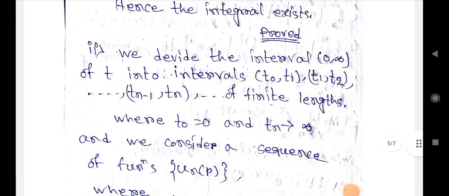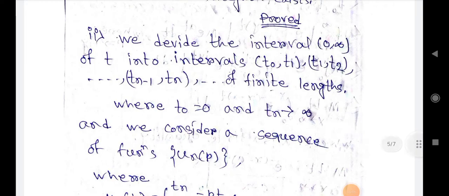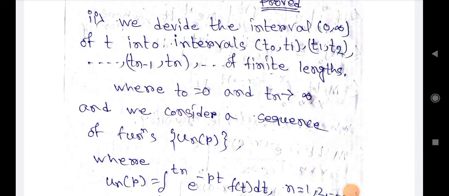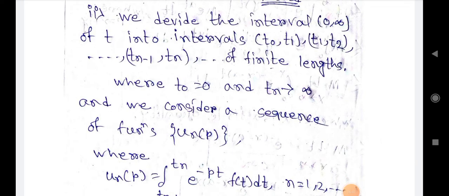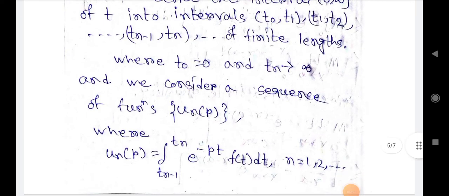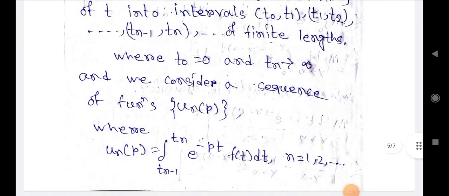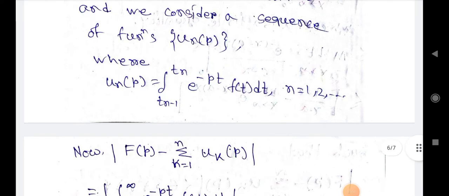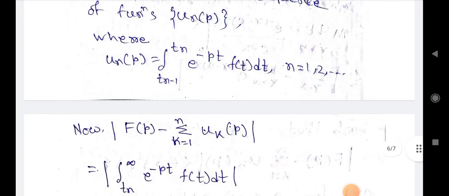Number 2: we divide the interval 0 to infinity of t into intervals t0 to t1, t1 to t2, up to t(n minus 1) to tn of finite length, where t0 equals 0 and tn tends to infinity. And we consider a sequence of functions u_n(p), where u_n(p) equals the integral from t(n minus 1) to tn of e to the power minus pt f(t) dt, and n equals 1 to infinity.